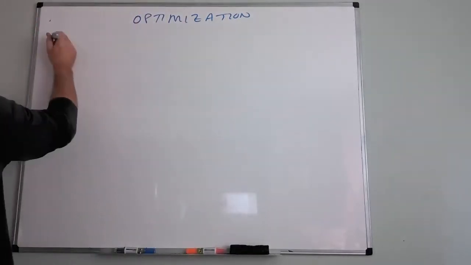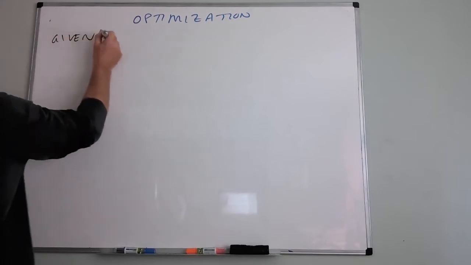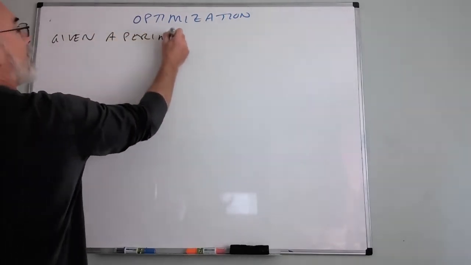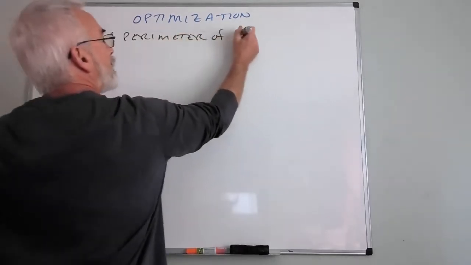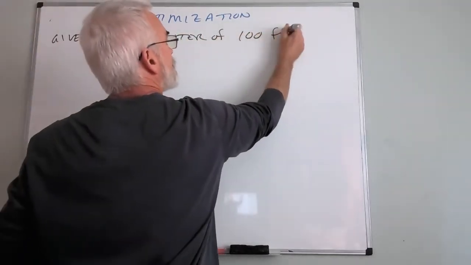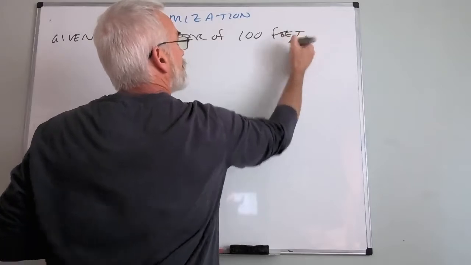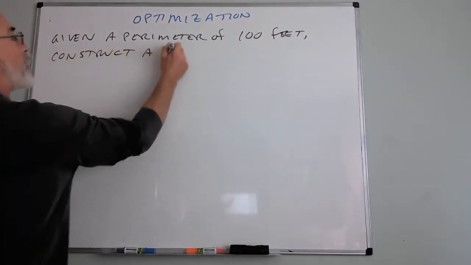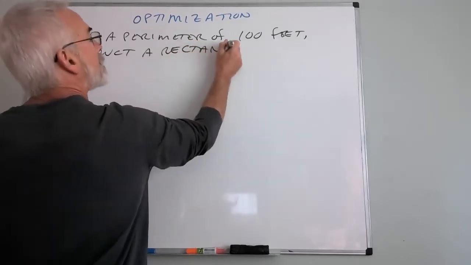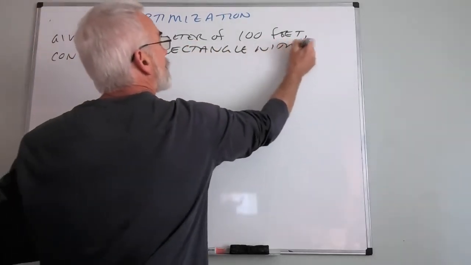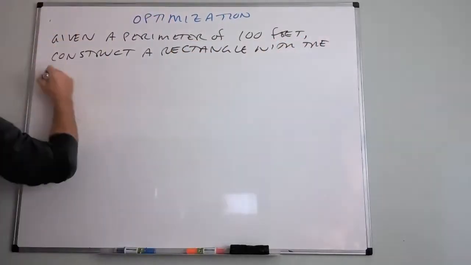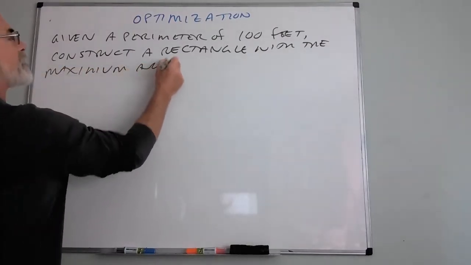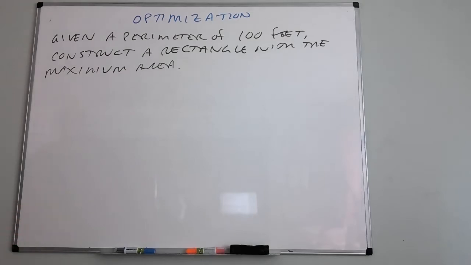So if I said, given a perimeter of, let's just say, 100 feet, construct a rectangle with the maximum area. Okay, this is usually the first one I like to do. This is what I did today in my Calc 1 class.